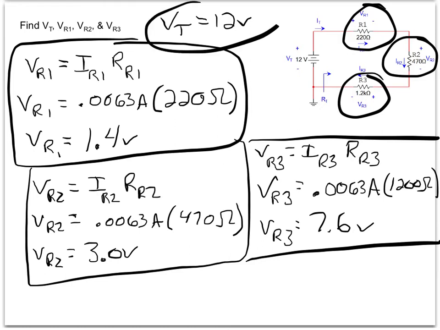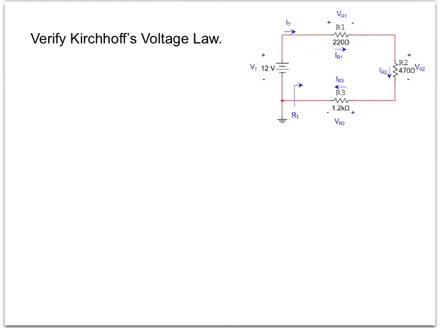So we were supposed to figure out total volts, which we did, across the first component, across the second component, and across the third component. Done it, done it, done it. Verify Kirchhoff's voltage law. The voltage law says that the total volts is going to equal the volts across each resistor.